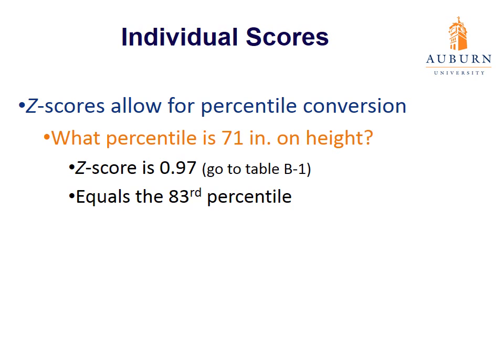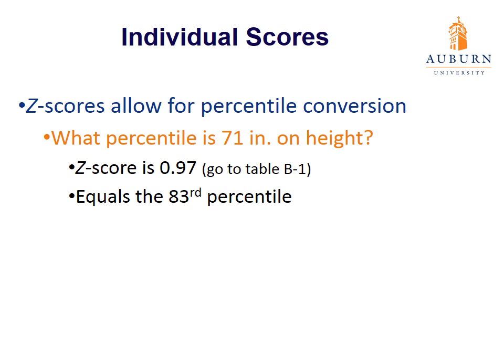So if we go back to our original question, what is the percentile for someone who is 71 inches tall? Based on the mean and the standard deviation that we collected from our Stats 2010 class, we calculate a z-score of 0.97. We then go to our table, in this case table B1, and look up the percentile.